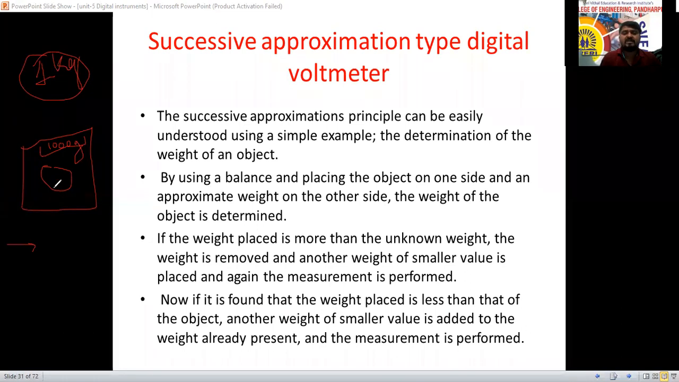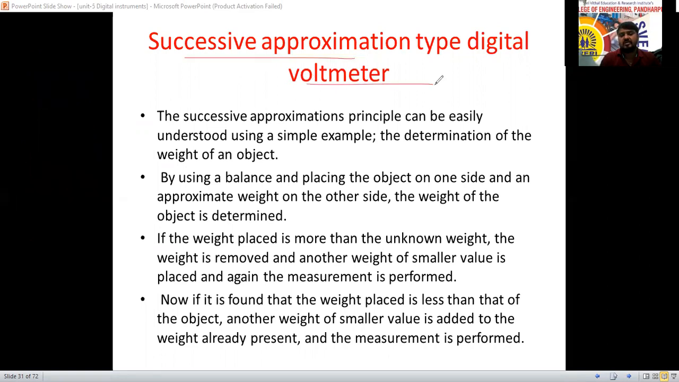What will he do? If it is lesser, he will add something. If it is more, he will take something out. Yes or no? He adds a little, removes a little. Then approximately he will get 1001, 1002, or 999 grams like that. He will consider that approximately as 1 kg. Yes or no? Yes, sir. So that method we are using in the successive approximation type digital voltmeter.